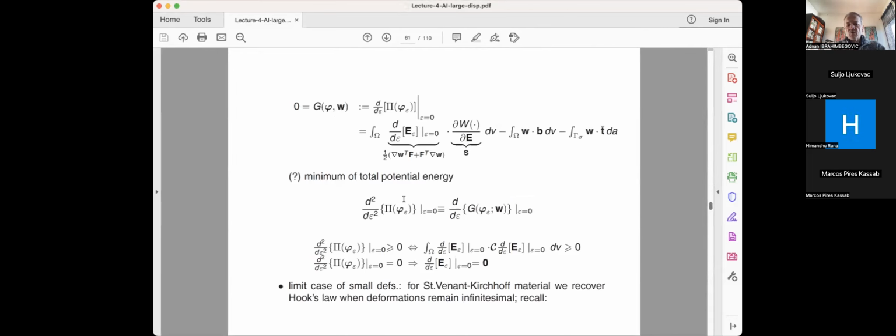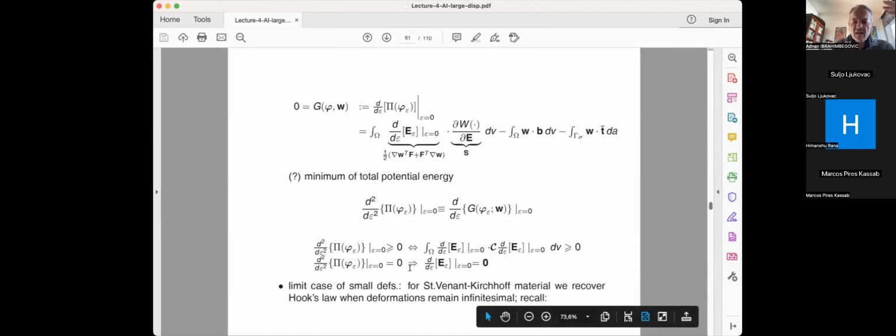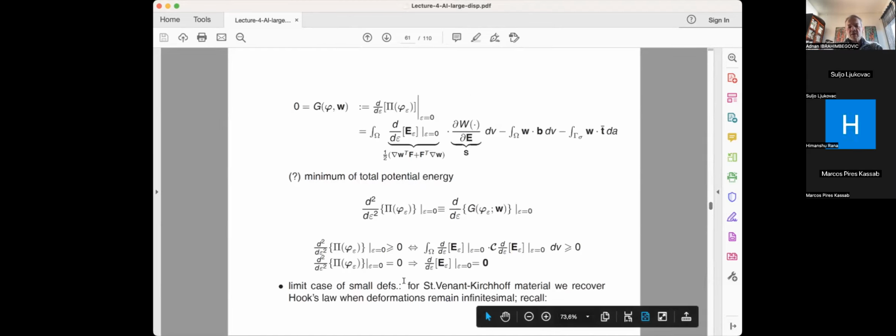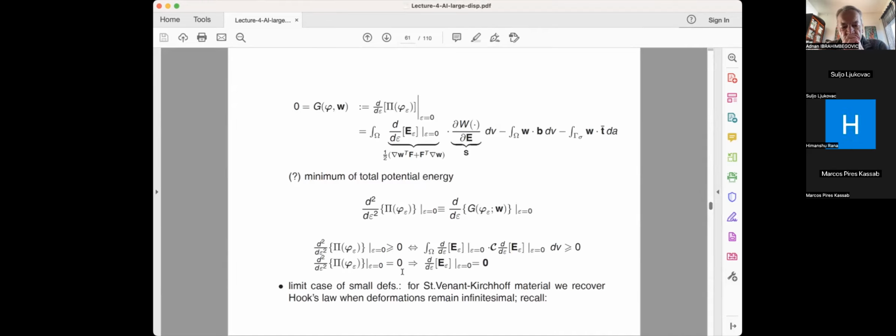So if you go through this and you exclude the possibility of instability, then you can have this minimum total potential energy and basically get the solution for some St. Venant-Kirchhoff material. However, if you really want to assess whether this St. Venant-Kirchhoff material is physically justified, then one has to look into the extreme cases. What I call extreme cases is the case where you recover the infinitesimal strain.